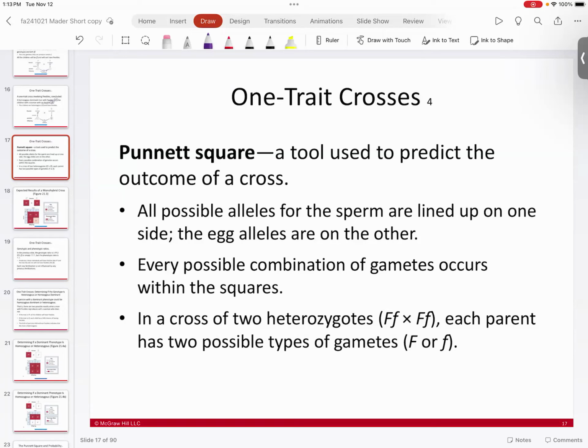So what we do basically is we take a look at the possible alleles for the sperm. How many different types of sperm can we generate? Same thing for the eggs. How many different types of eggs can we generate? And then we take a look at all the different possible combinations of each of these gametes coming together.